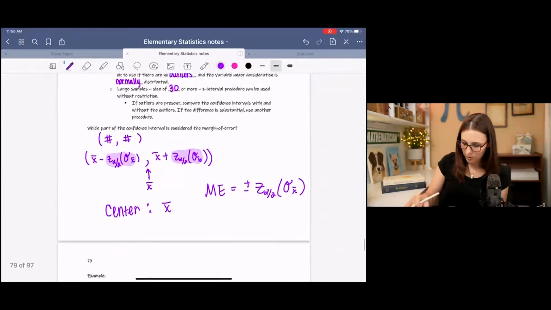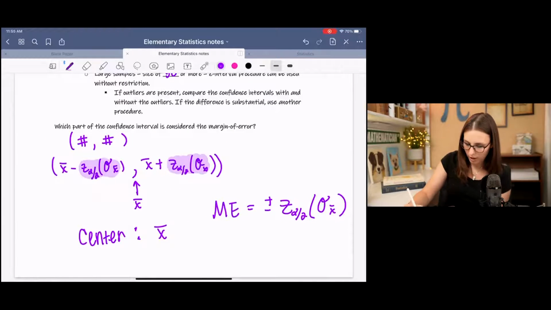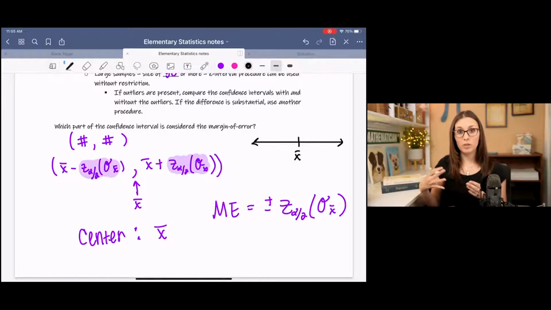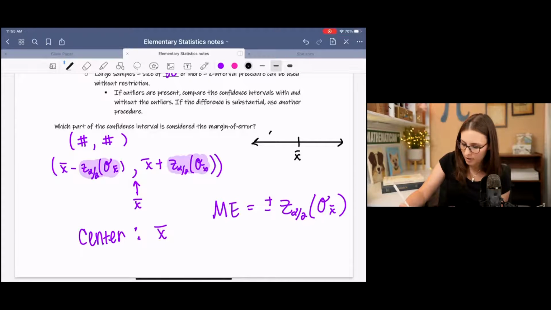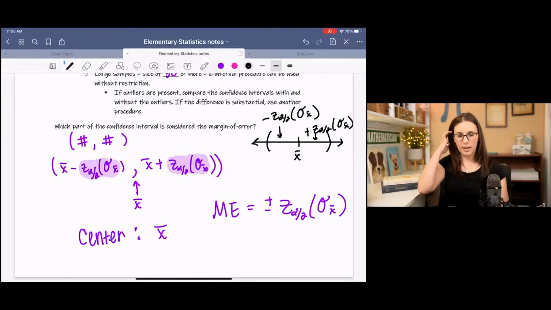And I could probably draw that out if you're having trouble with the wording here. I want to draw this out on a number line so you can see what's happening here. We've got X bar in the center because mean is a measure of center. And then we have this interval that's made by adding that margin of error and subtracting that margin of error. And that gives us those endpoints. And I'll show you some examples. Don't worry, if you don't get it, I'll show you some examples.